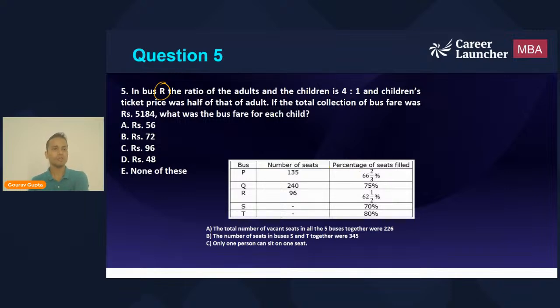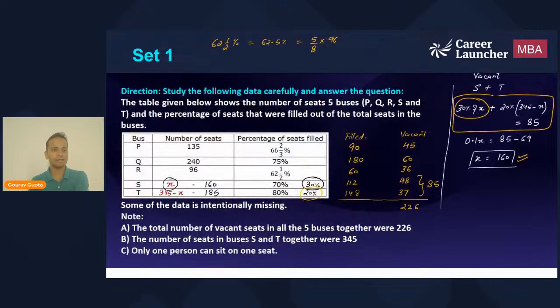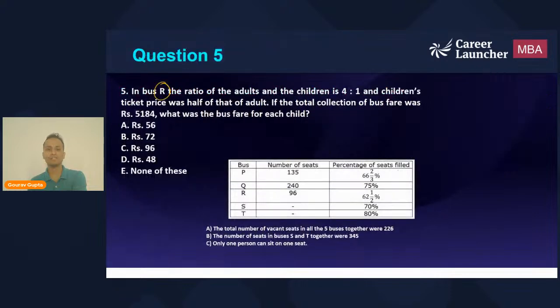So they're talking about bus R. Bus R, total number of seats is 96 given. Number of seats filled is 60 and vacant is 36. So 60 and 36 are the filled and vacant number of seats respectively.